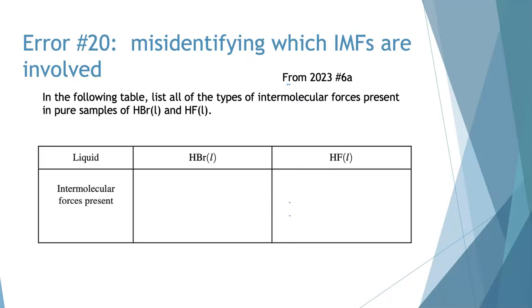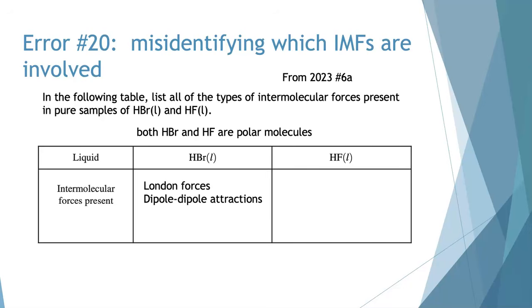In 2023, question 6A asked us to list all the types of intermolecular forces present in pure samples of liquid HBr and liquid HF. What I want to point out right away is that both HBr and HF are polar molecules. Of course, all matter can do London forces. They're polar, so they can both do dipole-dipole attractions. And so for HBr, that's what we needed to list: London forces and dipole-dipole attractions. For HF, though, they can do London forces and dipole-dipole attractions, and they can hydrogen bond to other HF molecules. So we want to make sure we can list them all.